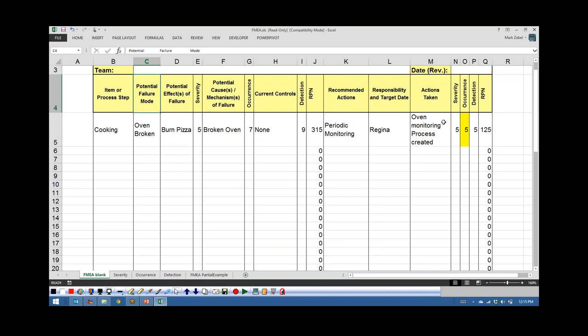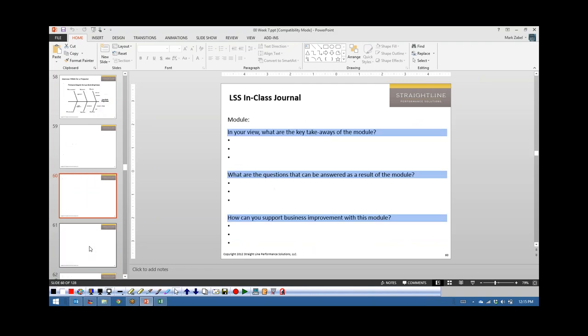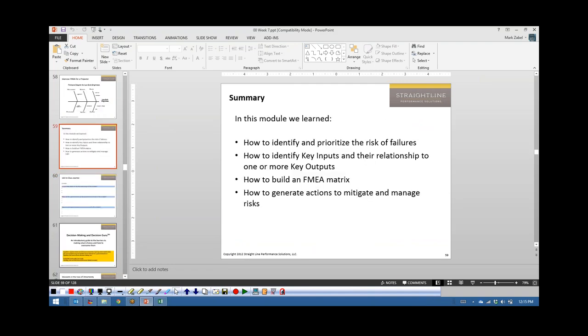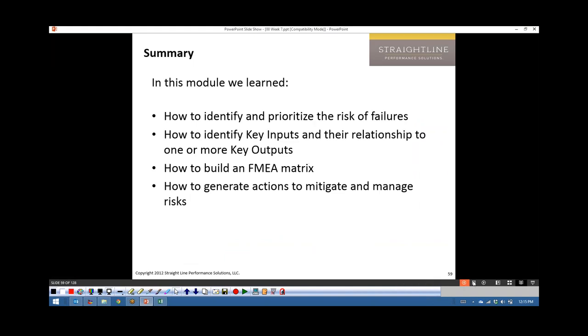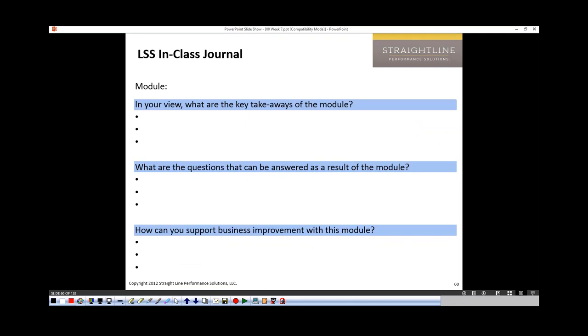Okay, watch out for that detection. Make sure that 1 is good and 10 is bad. Okay, I'm going to move on. And we did talk about using an FMEA for prioritizing risks. That's what it is. And I think you know how to build an FMEA. You may not be totally confident in doing it, but if you have any questions, give me a call and talk through it.